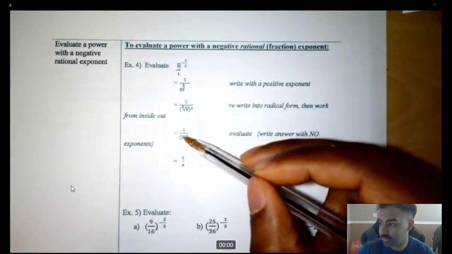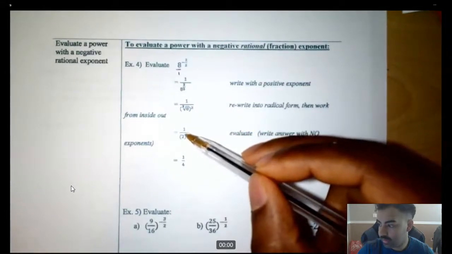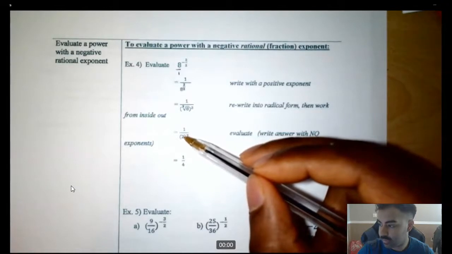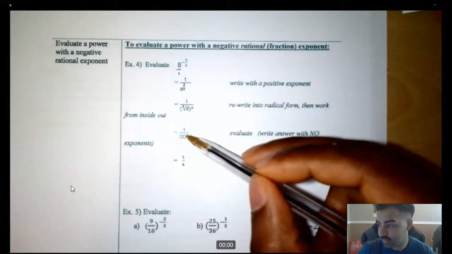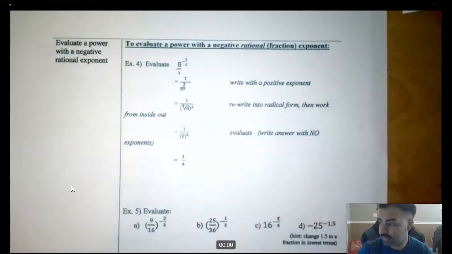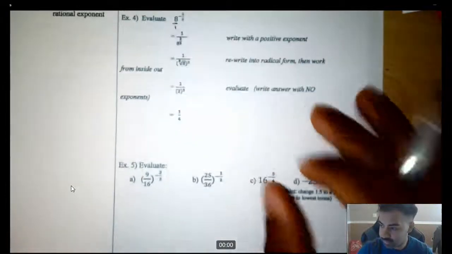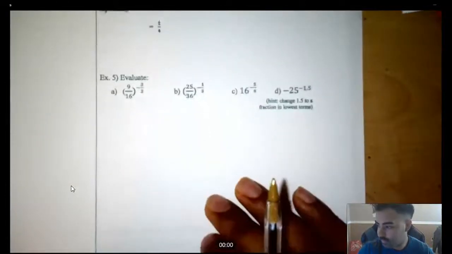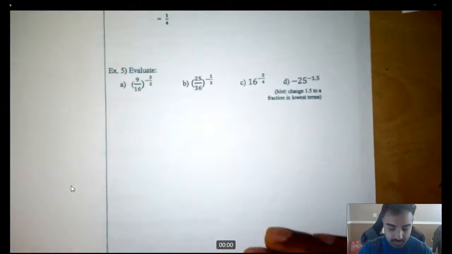So 2 times 2 times 2. And then now 1 over 2 to the power of 2. So 2 times 2 is 4, 1/4. Okay, hopefully I didn't mumble that too much, but we'll look at 4 examples, and then I think you guys should be experts at this kind of stuff.